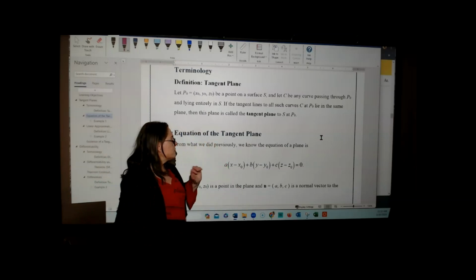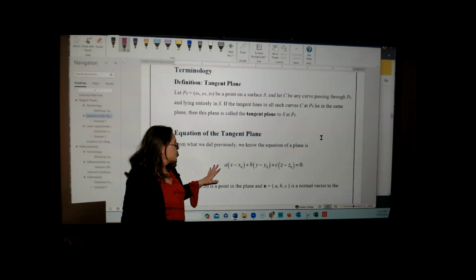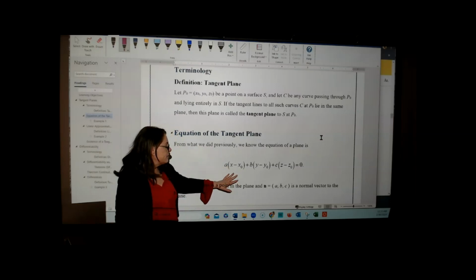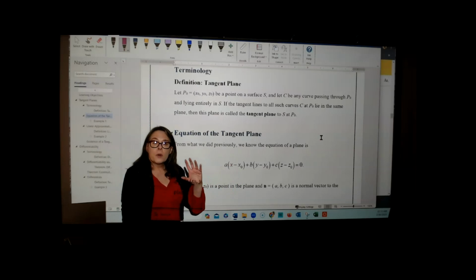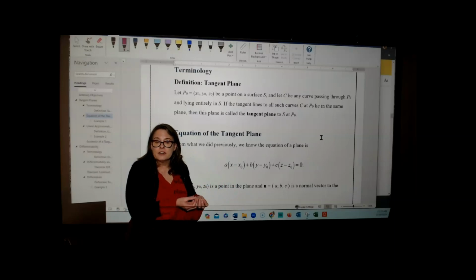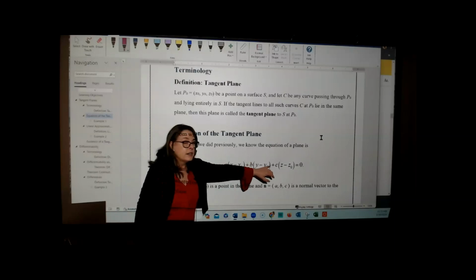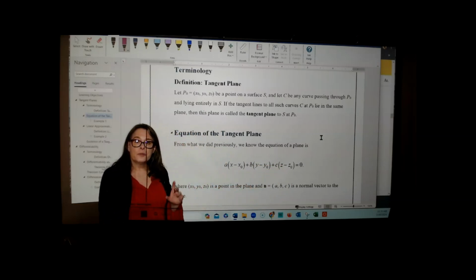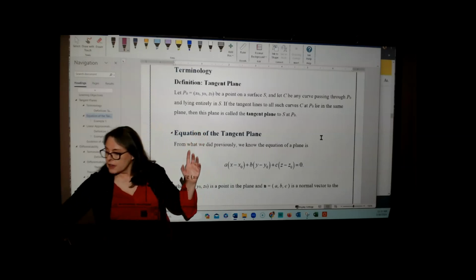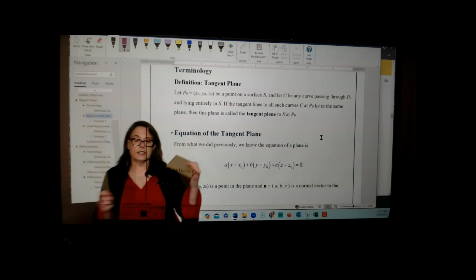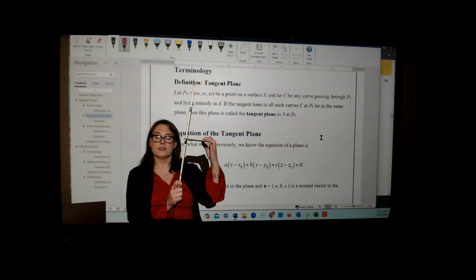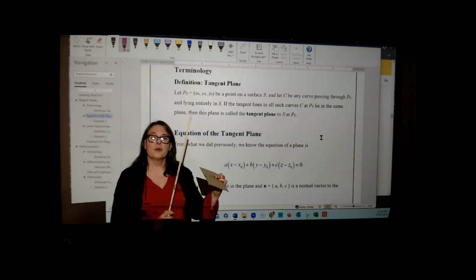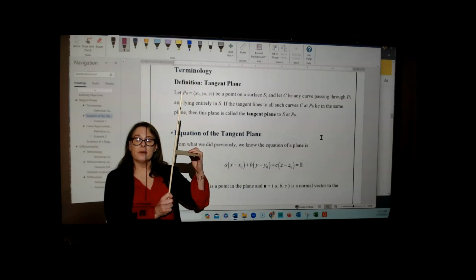Now let's remind ourselves of what we learned earlier in this semester about the equation for a plane. The equation for a plane requires that we know one point in the plane, which generally is going to be the point where it intersects our surface, x naught, y naught, z naught, and we need a normal vector to the plane. This would be a vector that comes off of the plane at a 90-degree angle, right? It is normal to the surface. So it could point up, it could point down. Remember, vectors point in one direction, lines point in both.